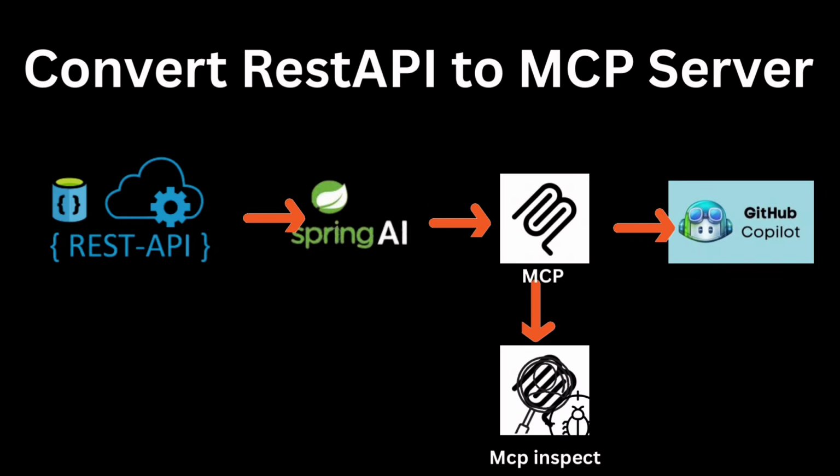Once converted, your API becomes discoverable and callable through the MCP, allowing advanced tools like GitHub Copilot to interact directly with your endpoints. And finally, we will show you how to inspect and access these tools right from your local development environment, unlocking a whole new way of working with APIs.